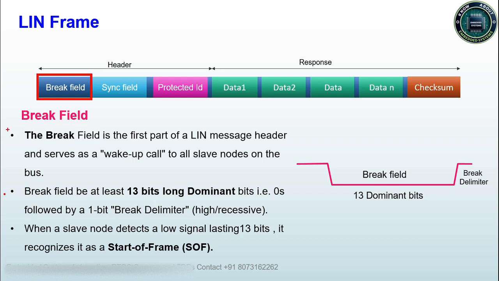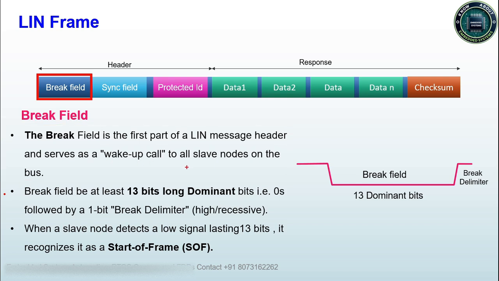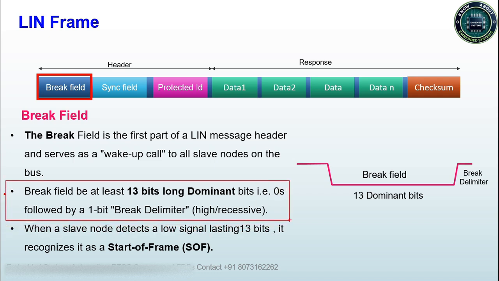The break field is a kind of wake up call, a start of a frame to all the slaves. The break field is the first part of a LIN message header, which serves as a wake up call to all the slaves. This is the first point you should remember. The second point is that this break field will have 13 dominant bits followed by one delimiter. This is also very important, how the break field looks. The break field looks like 13 dominant bits, nothing but 13 zeros and a 1.